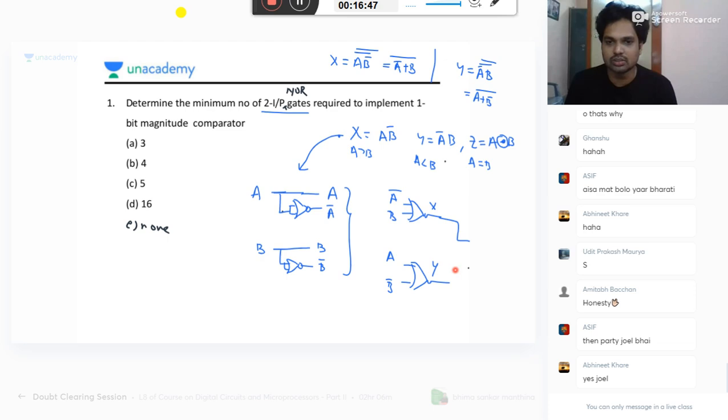What is your doubt, Bhargavi? Only when slave clock is 1, then only your output will be transferred from master, right? So now see here.